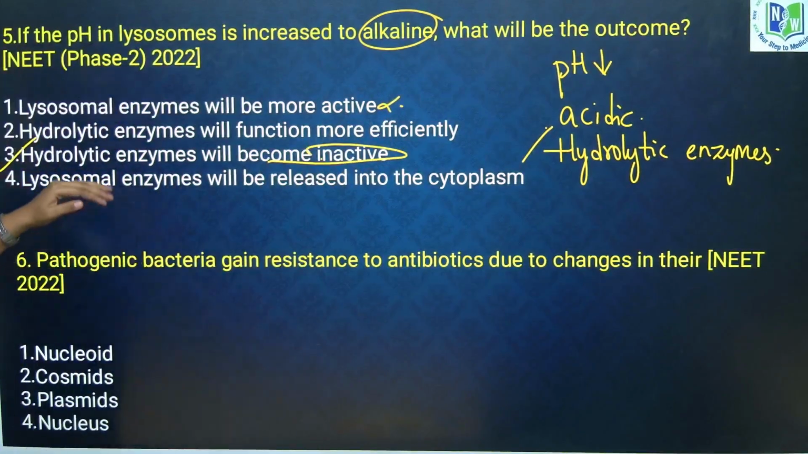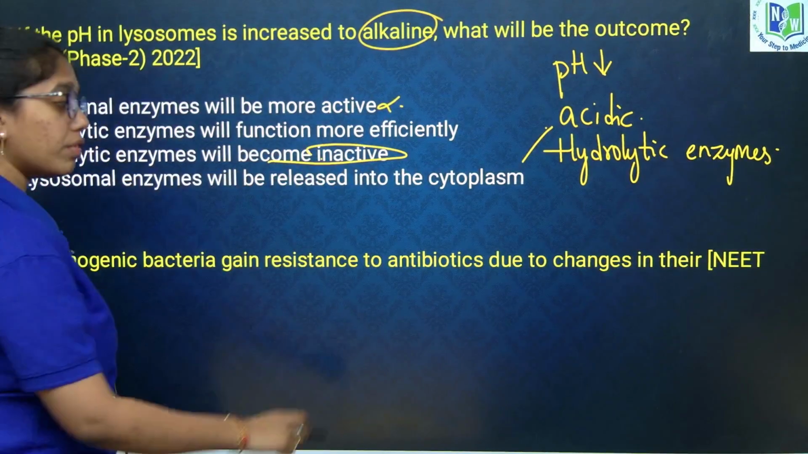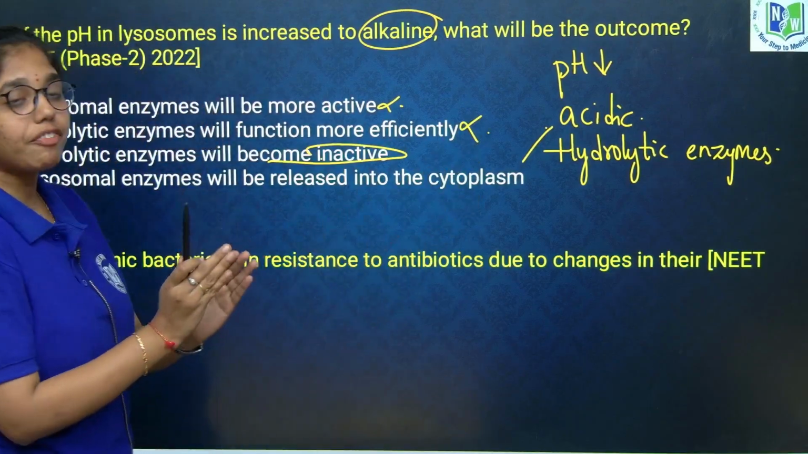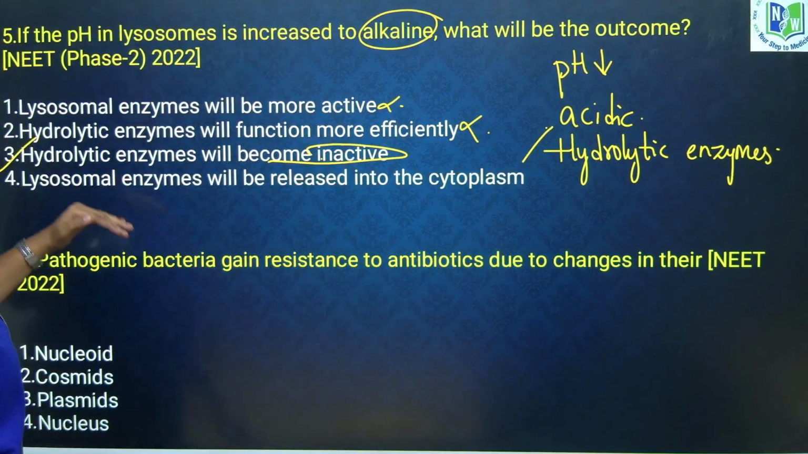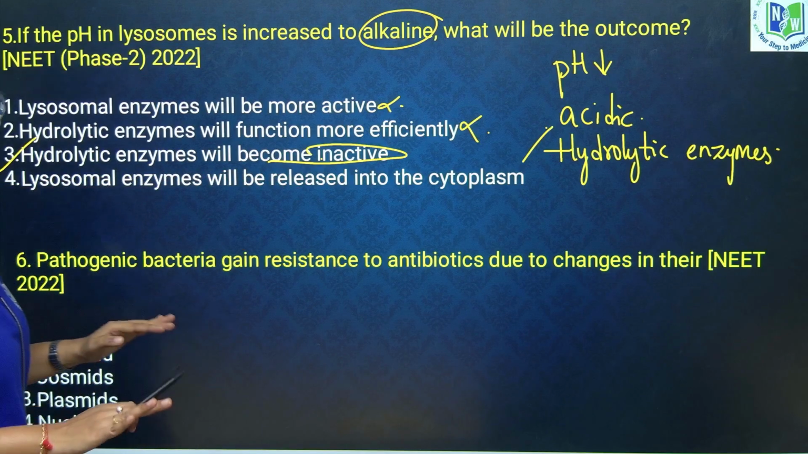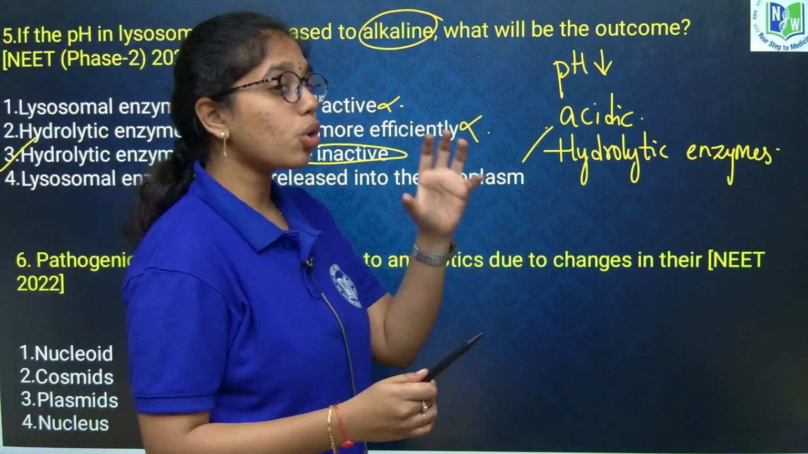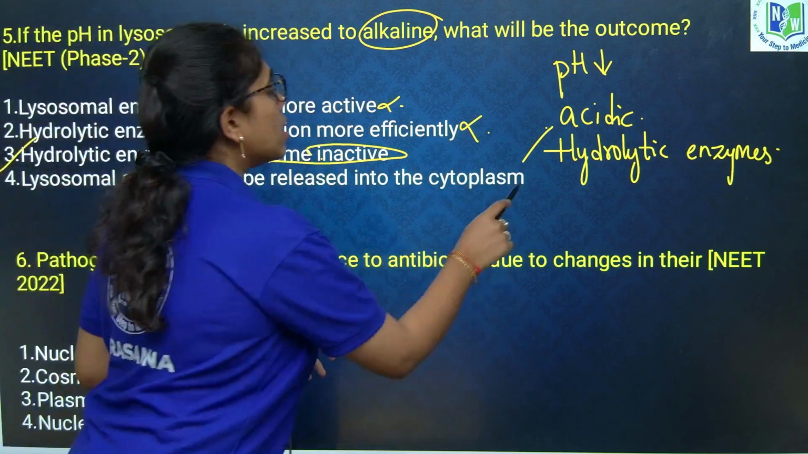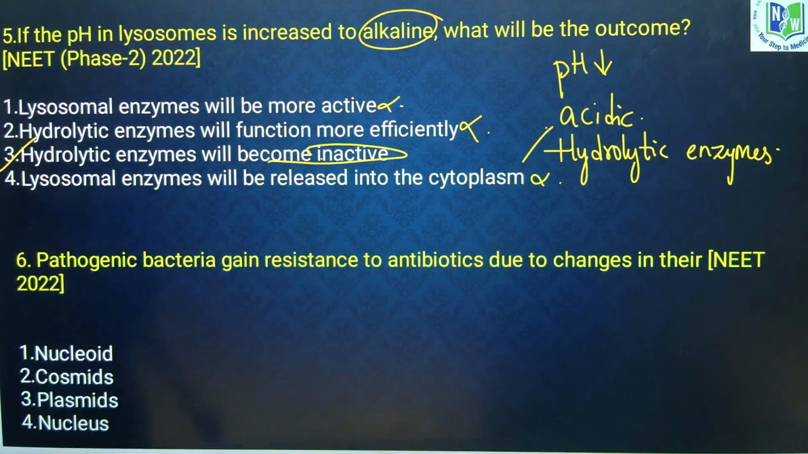Option 1 is wrong. Hydrolytic enzymes will function more efficiently? Wrong. They will function efficiently only at low pH. Lysosomal enzymes will be released into the cytoplasm? No, they cannot be released. They are released only when they are in the active state. So, our answer is 3.